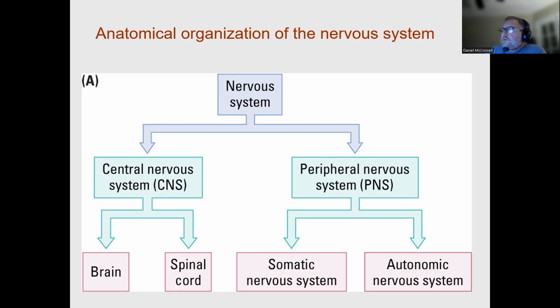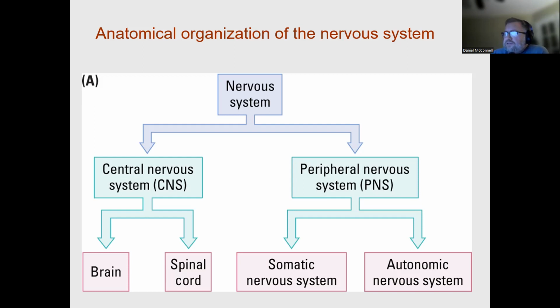Well, here is one way of visualizing the organization of the nervous system. This is a classic breakdown where we're going to think of the nervous system as being first composed of 2 core subsystems, the CNS or central nervous system, and the PNS or peripheral nervous system. And then we can further break those down. The central nervous system is really the brain and the spinal cord. The peripheral nervous system, on the other hand, is broken out into the somatic and autonomic nervous systems, respectively.